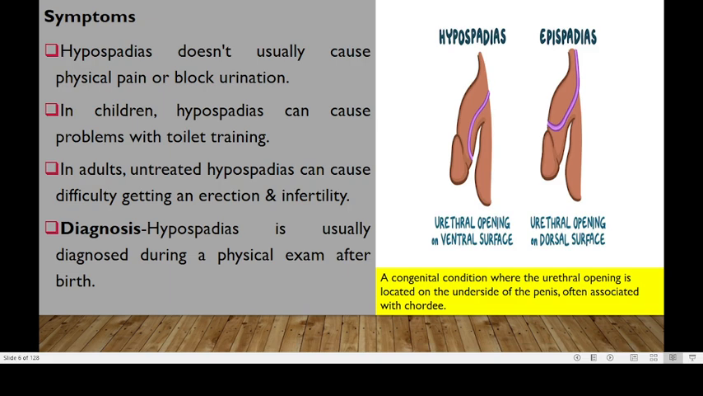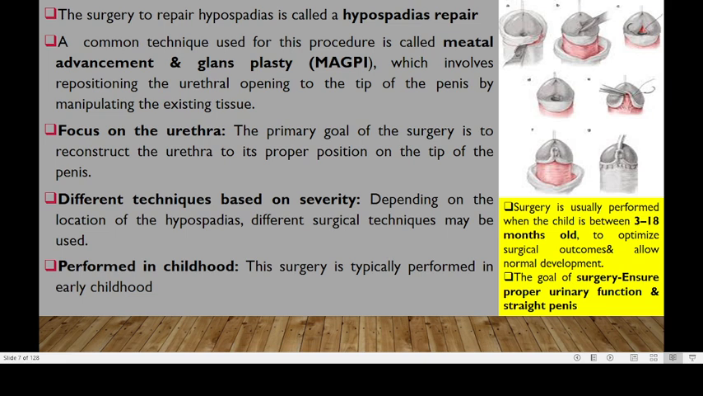So how do you diagnose this condition? Hypospadias is usually diagnosed during a physical exam after birth. So after birth, you have to perform your physical examination, and one of the indications is to rule out congenital abnormalities. And one of the congenital abnormalities, you are saying, could be hypospadias or epispadias.